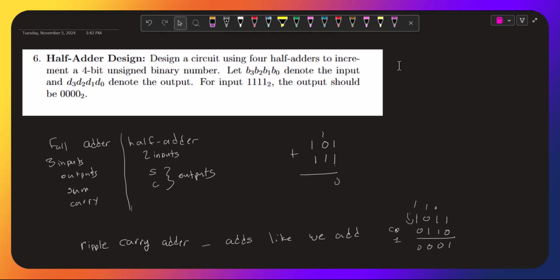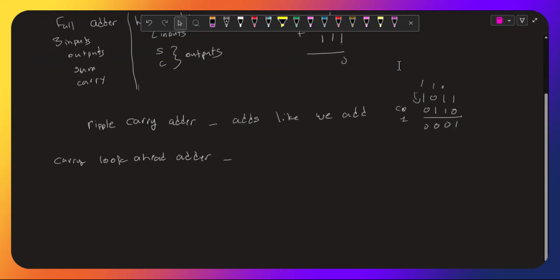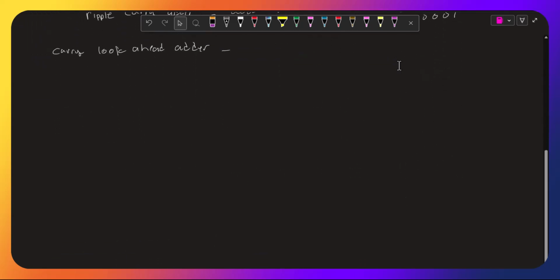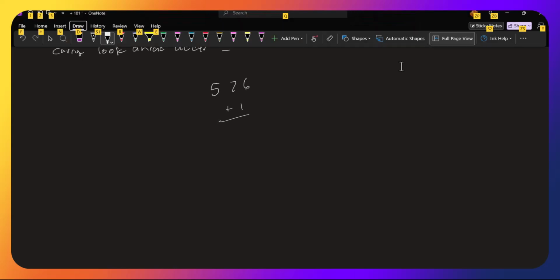Okay, so basically, what are you doing when you increment a number? So if I have, let's just talk about decimal, the number 576 and I want to increment that, what am I doing? You're just adding 1. And that's the same thing that we're going to be doing with our binary number. And so we have, what did it say? It was 4 bits, right? Yes.